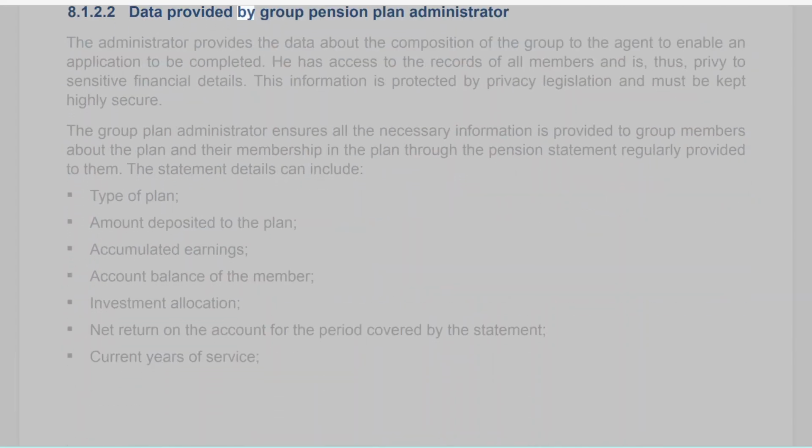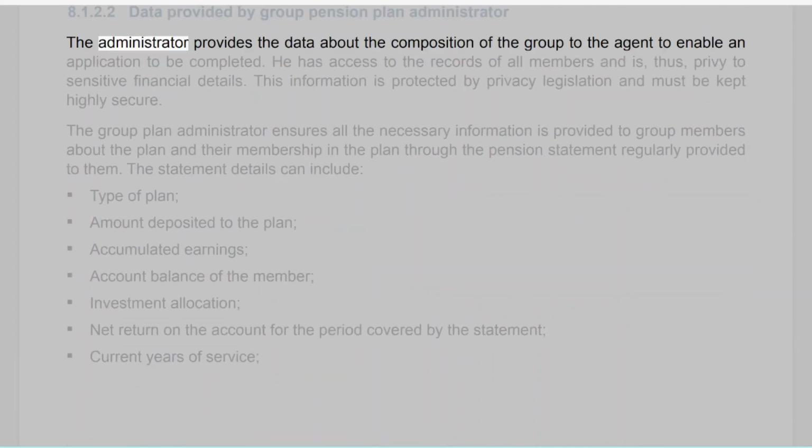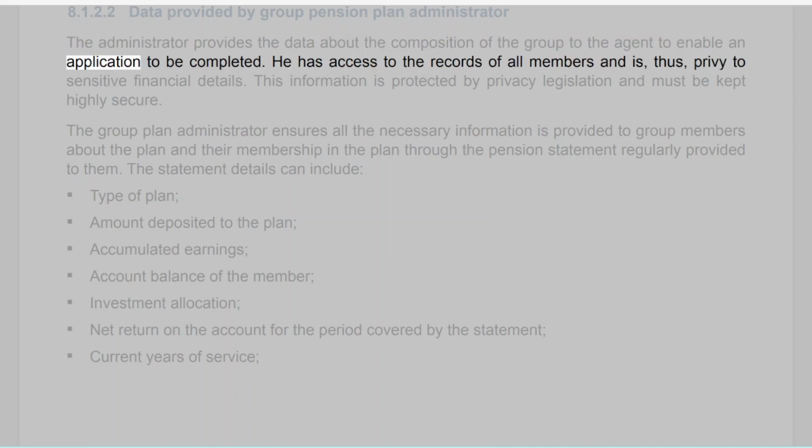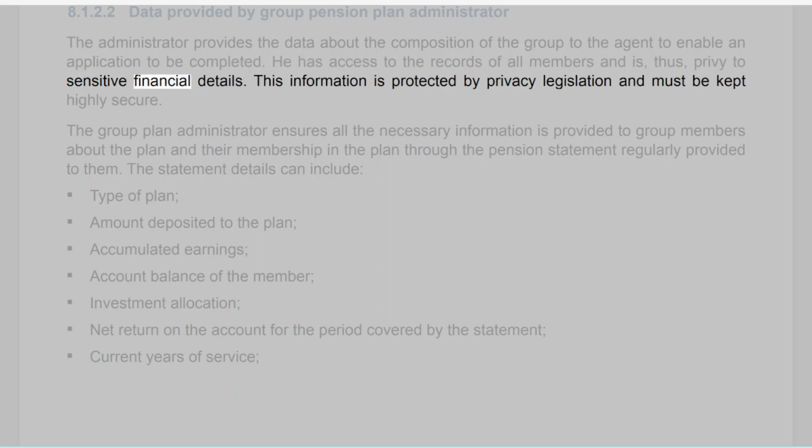8.1.2.2 Data provided by Group Pension Plan Administrator. The administrator provides the data about the composition of the group to the agent to enable an application to be completed. He has access to the records of all members and is, thus, privy to sensitive financial details. This information is protected by privacy legislation and must be kept highly secure.